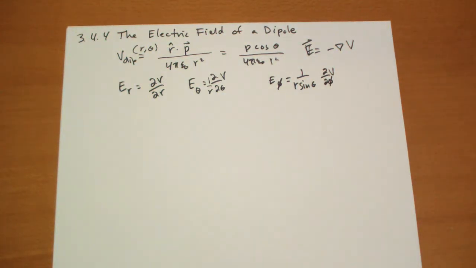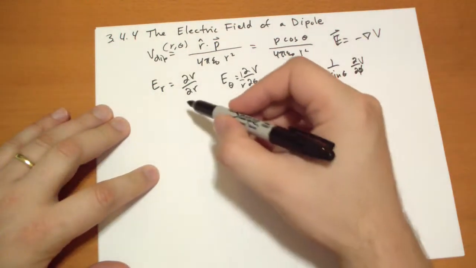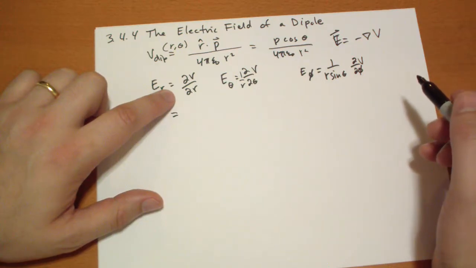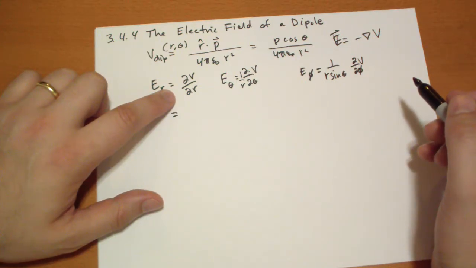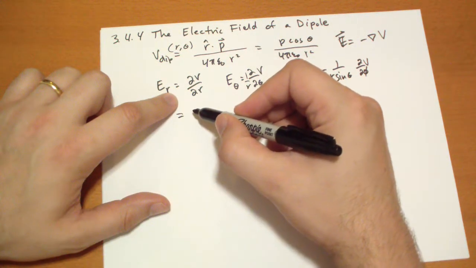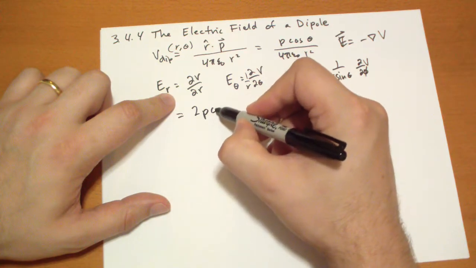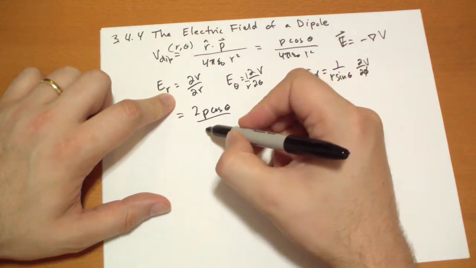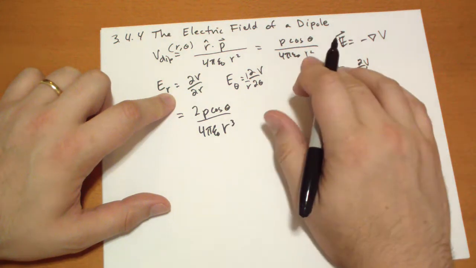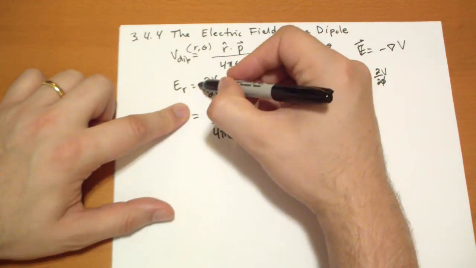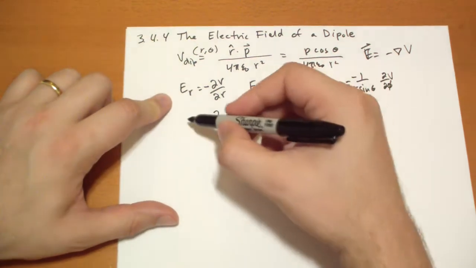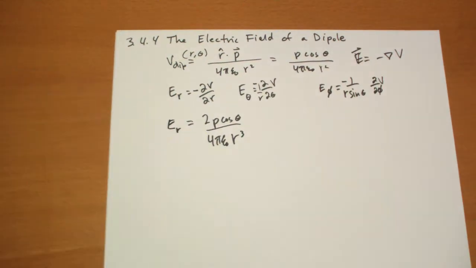Okay, let's crunch some numbers here. The potential varies with r, and in the bottom we have r squared, so differentiating we basically get 2 over that: 2p cos theta divided by 4 pi epsilon naught r cubed. We had a negative 2 that cancels the negative sign. We should be very specific about where the negative signs go, so we don't confuse ourselves. That's the r component.